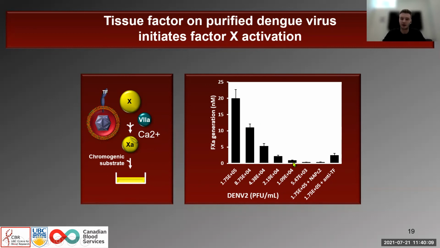And in the data panel on the right, we do see a decrease in factor 10A generation as we add less dengue virus to the reaction. These same inhibitors, NAPC2 and the anti-tissue factor antibody, are employed in this experiment as well, and these greatly reduce the amount of 10A generation, even when they are combined with the highest concentration of virus. But based on these data and similar experiments conducted on other viruses, including HIV, we believe that this viral tissue factor could be a contributing factor to the procoagulant pathology seen in viral infection. Next slide, please.